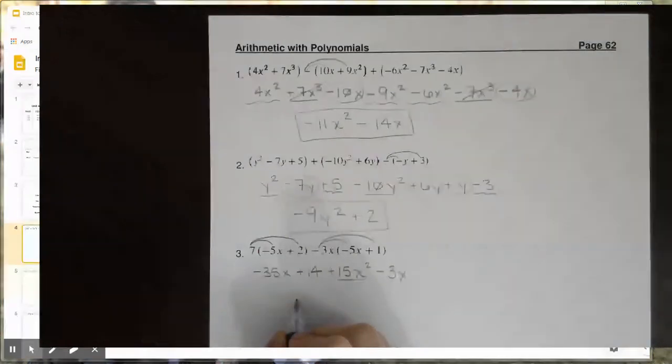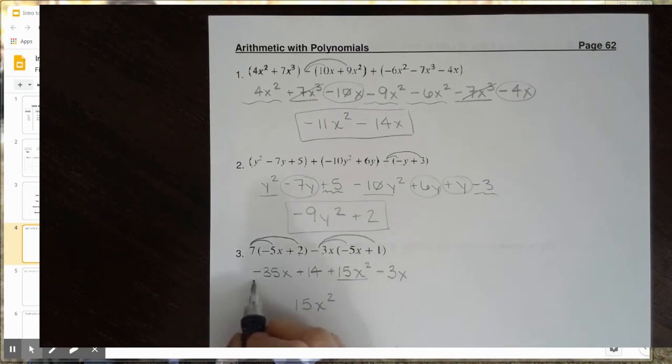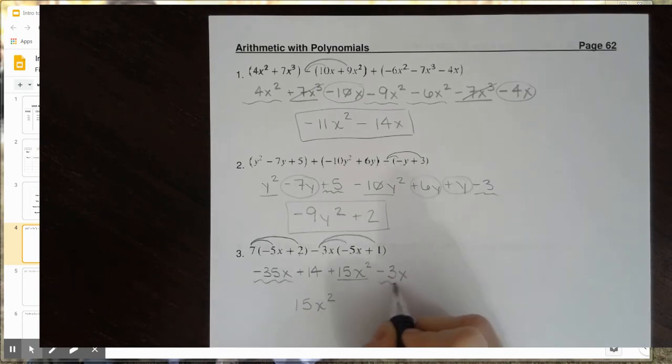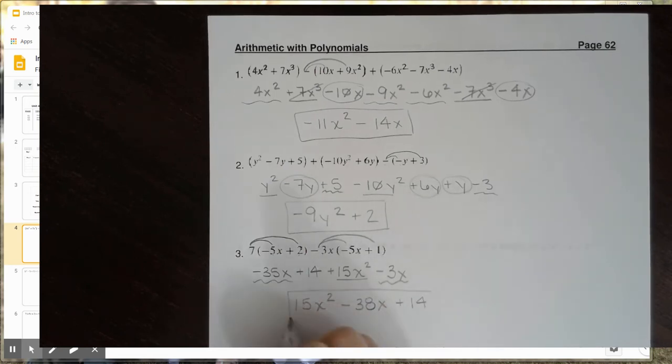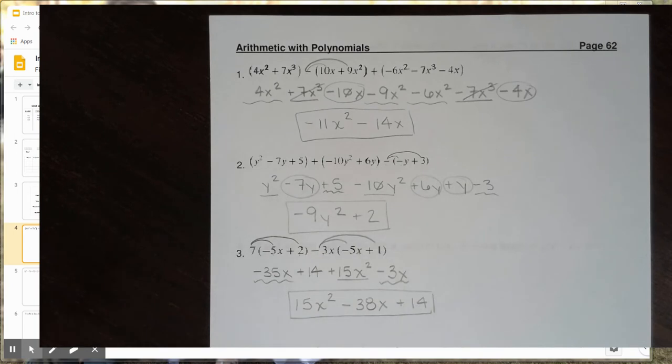x squared is always going to go first if that's my highest exponent. Then I have to deal with negative 35x minus 3x. I'm getting more negative, and it will be negative 38x plus 14. And that will be my final answer.